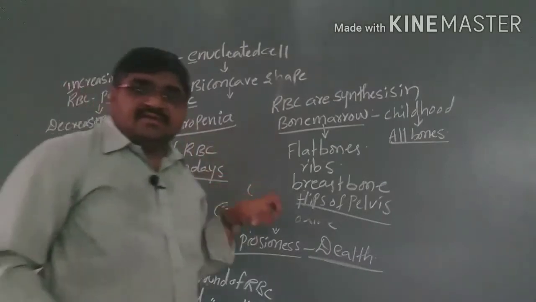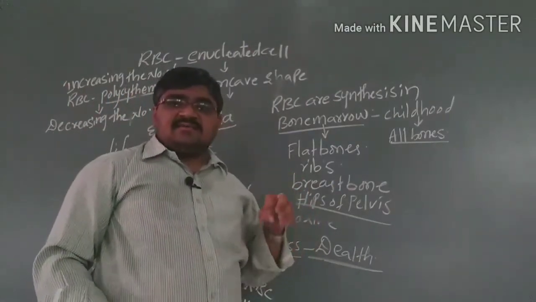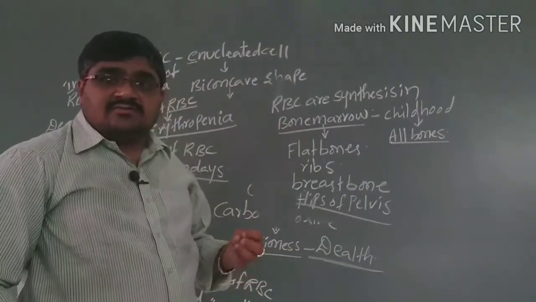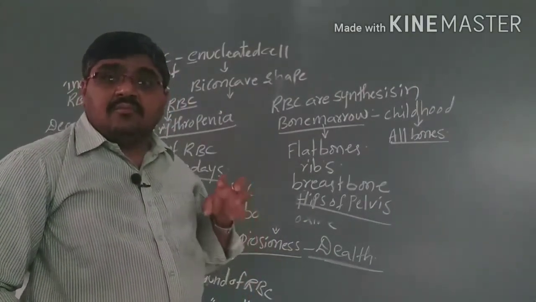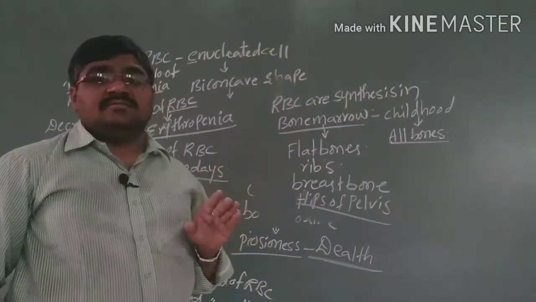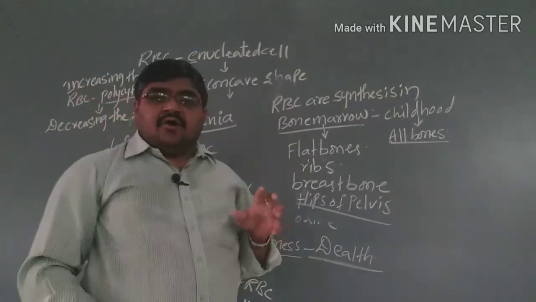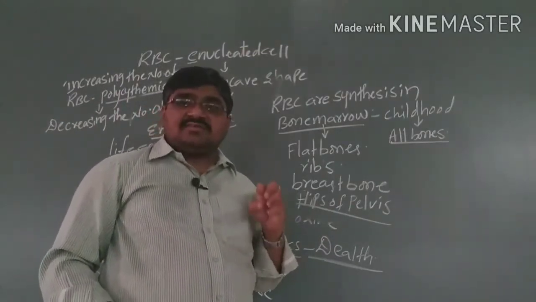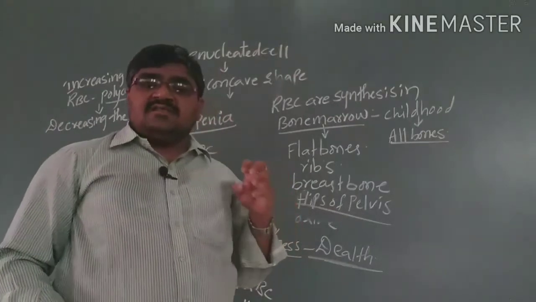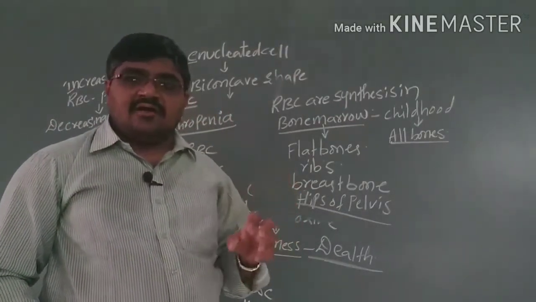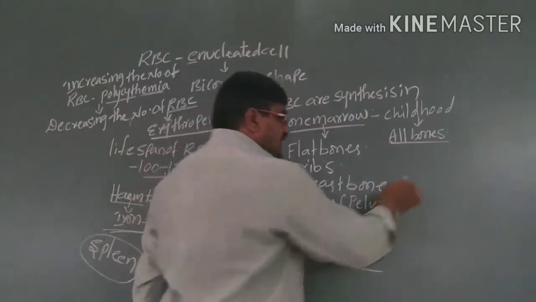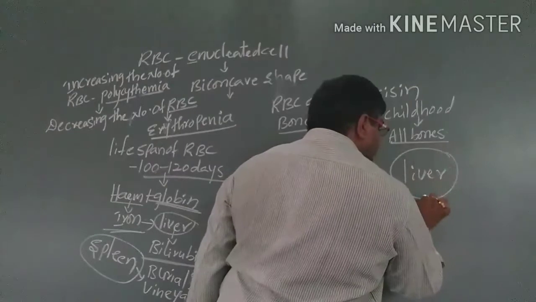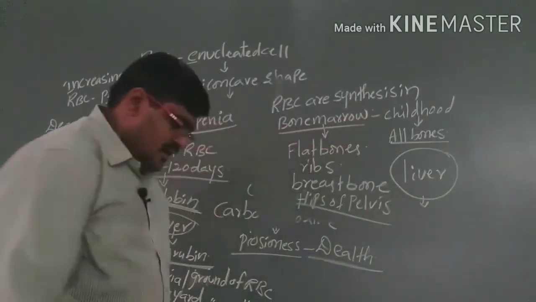But in an embryonic stage, the liver will synthesize the red blood cells, so we can also call them hemopoietic organs. Hemo means blood, poietic means synthesizing. That means the organ which is helpful for synthesizing red blood cells is called a hemopoietic organ. So here the liver takes the place of the hemopoietic organ.